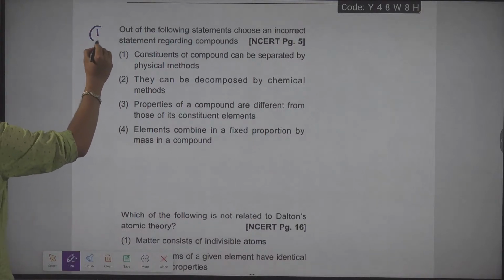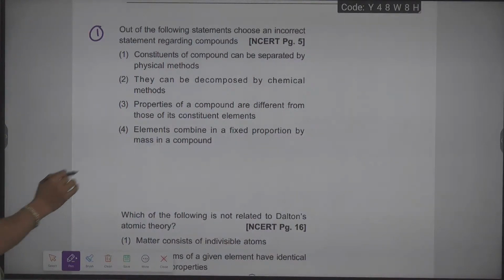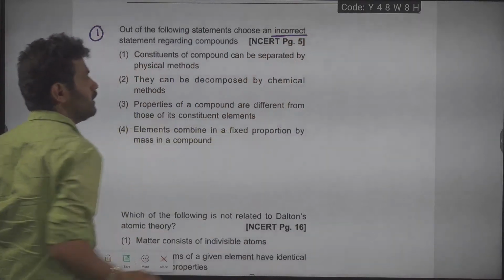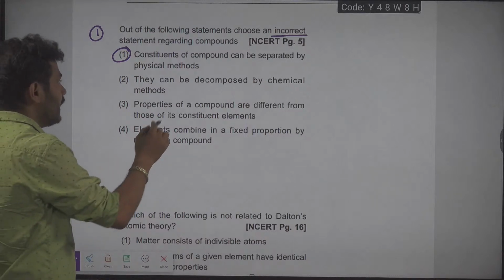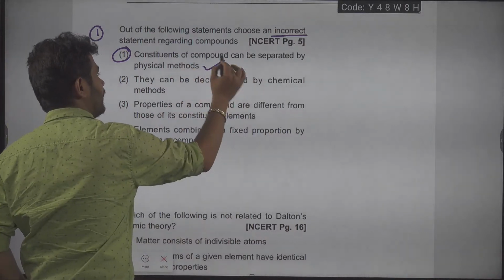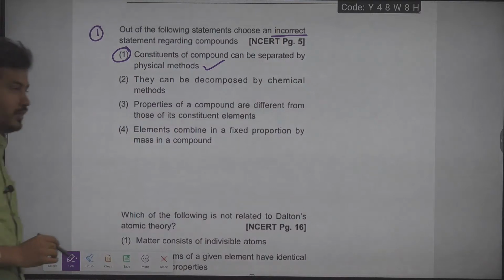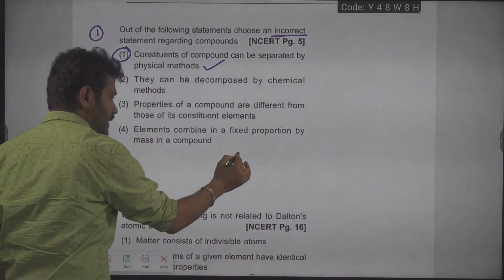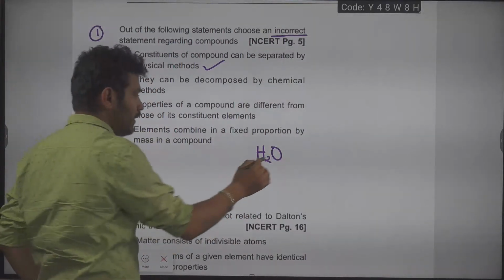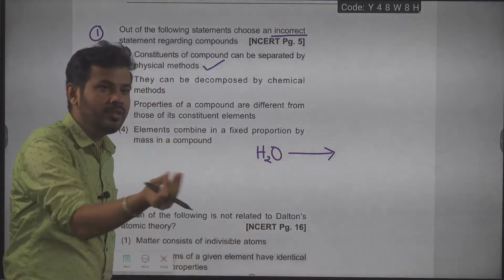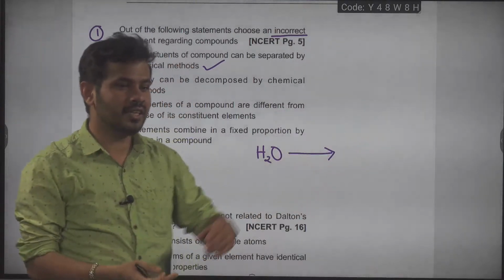Which of the following statements is incorrect about compounds? It is an NCERT question. So many of you are telling option number 1, which is constituents of a compound can be separated by physical methods. Yes, this is actually the incorrect statement, and this is the correct answer to this question. Simply I can say why it is so. If I have H2O, a water molecule, if I try to do something with water, can I get the hydrogen gas and oxygen gas that easily?